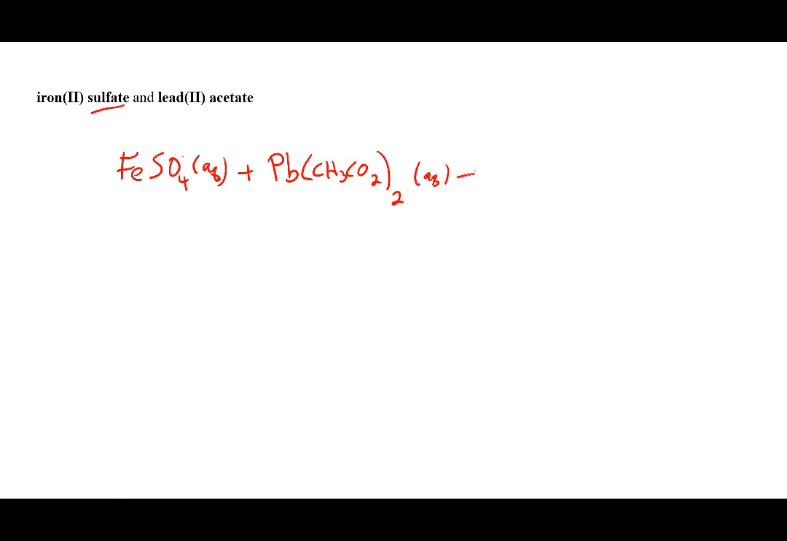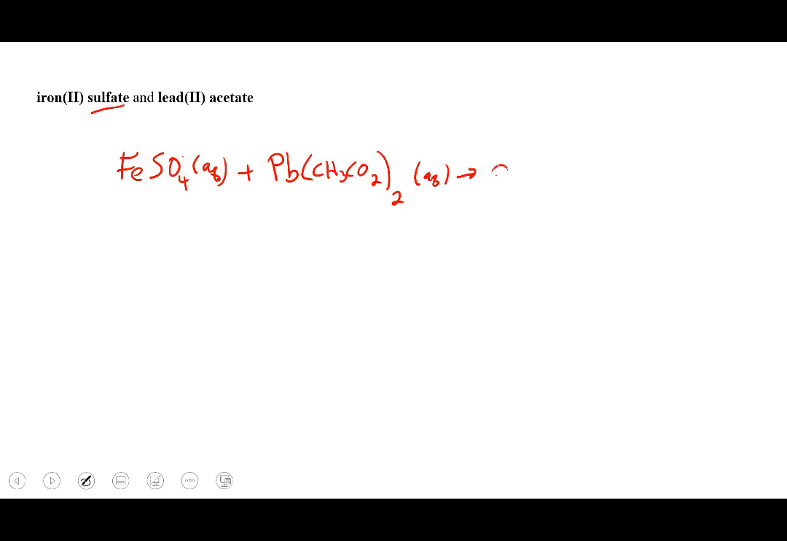Okay, example number 3. Iron 2 sulfate plus lead 2 acetate. So iron 2 sulfate. Sulfate's a 2- ion, so it's going to be 1-to-1 with iron 2 plus. FeSO4, that's going to be aqueous. Plus lead acetate, that's Pb. Acetate is CH3CO2. That's a 1- ion, so that's 2 of those. Acetate salts are always soluble, so that's aqueous.